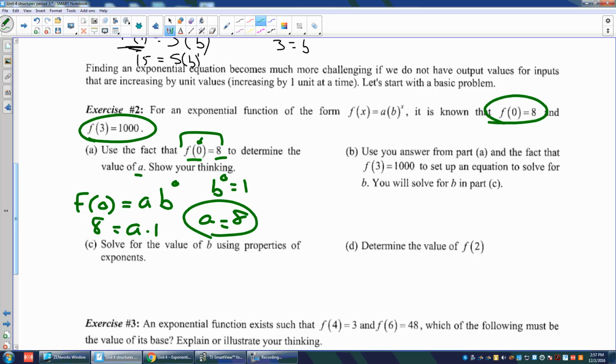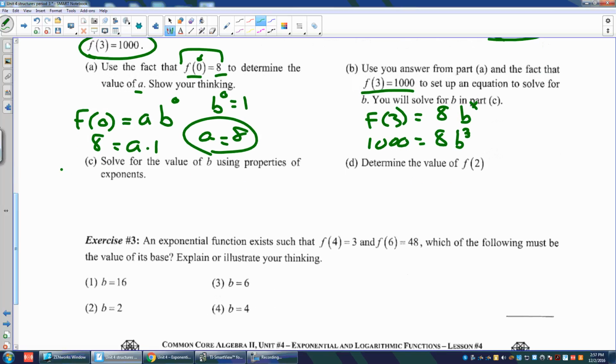Use your answer from part A and the fact that f(3), the function evaluated at 3, is 1,000. Set up an equation to solve for b. You'll solve it in part C. So right now we're just going to set up the equation here. So we have f(3), which is just 1,000, equals, it tells us a is 8, and b to the x. 8 times b to the 3. We just set it up.